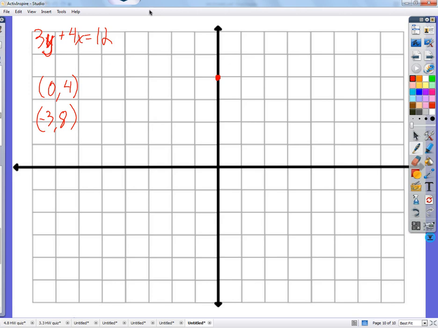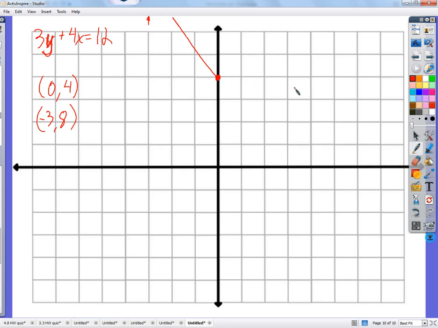-3, 8. Oh, I don't have room for 8. It's way up there. So it's coming from way up there, down towards this guy. If you had more room, you could definitely graph -3, 8.